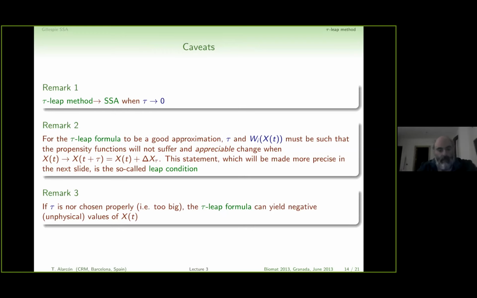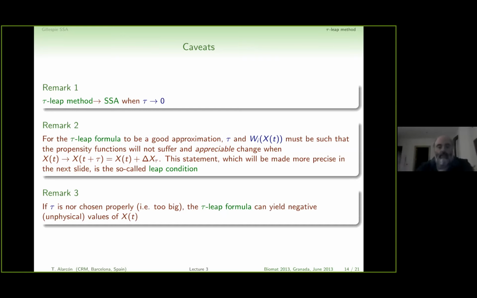Okay, and the third thing is that if tau is not chosen properly, then the tau-leap formula can give you some sort of artifacts. For example, if you're studying one of these birth and death processes and somehow you overestimate the number of deaths, you can end up with a negative population, which is sort of an unphysical result.